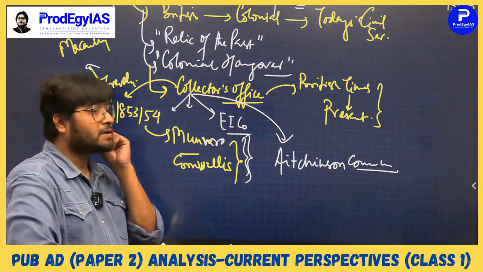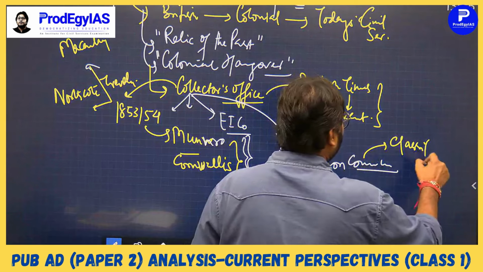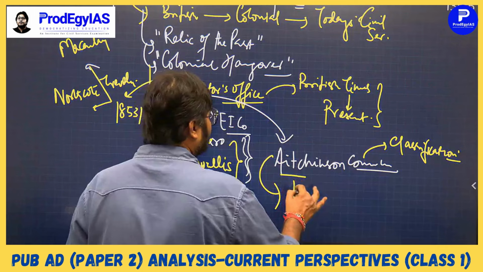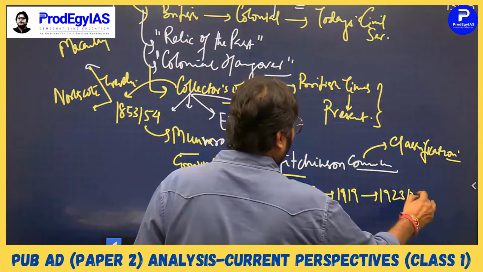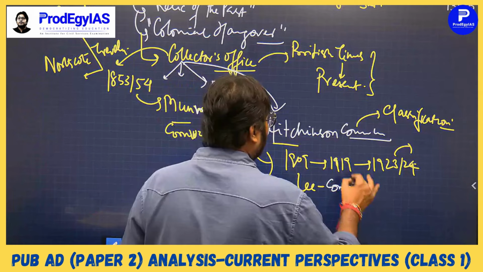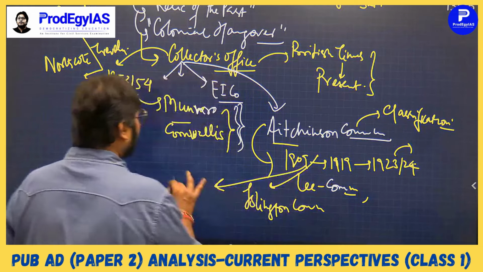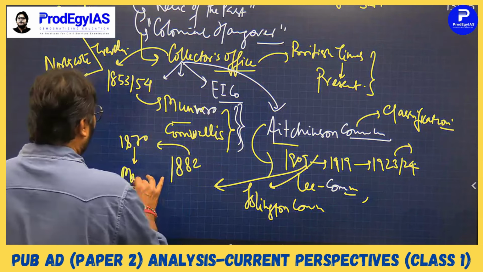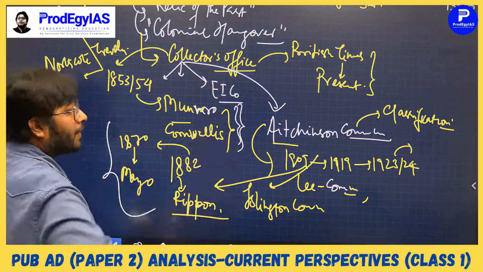fine, and it brings the state civil services, provincial civil services, and whatever classification, it does the classification, fine, that you can write. Then how from Aitchison to 1909 to 1919 to 1923-24, Royal Commission on Decentralization, fine, or the Lee Commission, fine, 1912 Islington Commission, 1882, 1870, Mayo, Ripon, whatever all you can write.